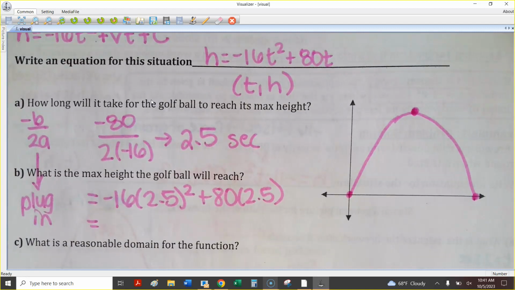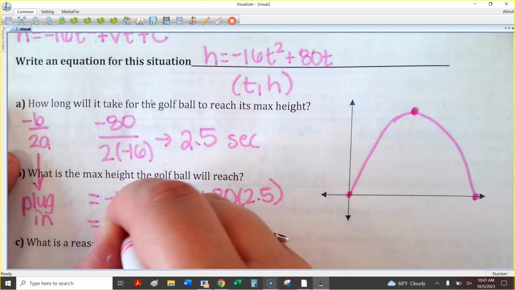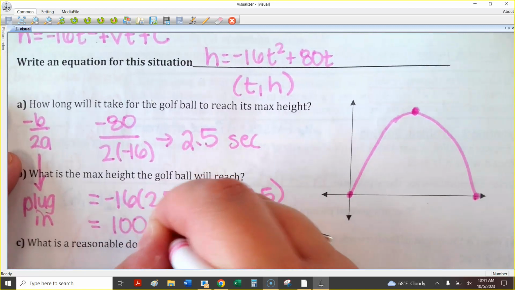How high in the air? 100 feet. Okay. Anybody not getting 100? All right.